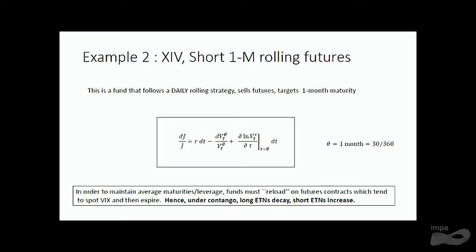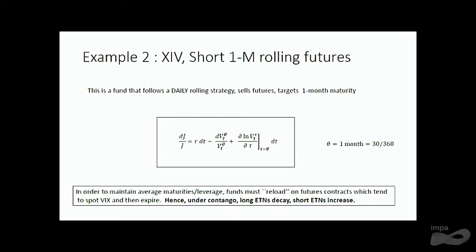And if you like, the easiest way to explain the behavior of these things is that in order to maintain an average maturity and leverage, funds must reload on futures contracts. As you roll, since the future constant drops, and we're going to keep a constant amount of capital in, leverage, you will need to reload on futures contracts. Therefore, you reload, but you lose that value unless something happens in the market. Hence, under contango, long ETNs decay and short ETNs increase, right? And this is what we're going to try to understand.